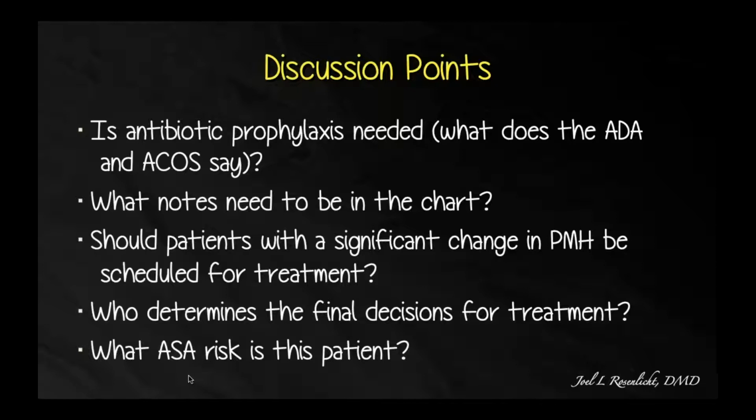I think patients who haven't been seen in 4 years may need to come in for a consultation, to review with them what's going on, renew the relationship with the patient, and then schedule the patient for treatment after an adequate medical history is taken and a determination is made of what the best thing to do is. And remember, I think the final decisions for treatment rest with those practitioners who are taking care of the patient. And again, recognize what the ASA risk is of that patient.